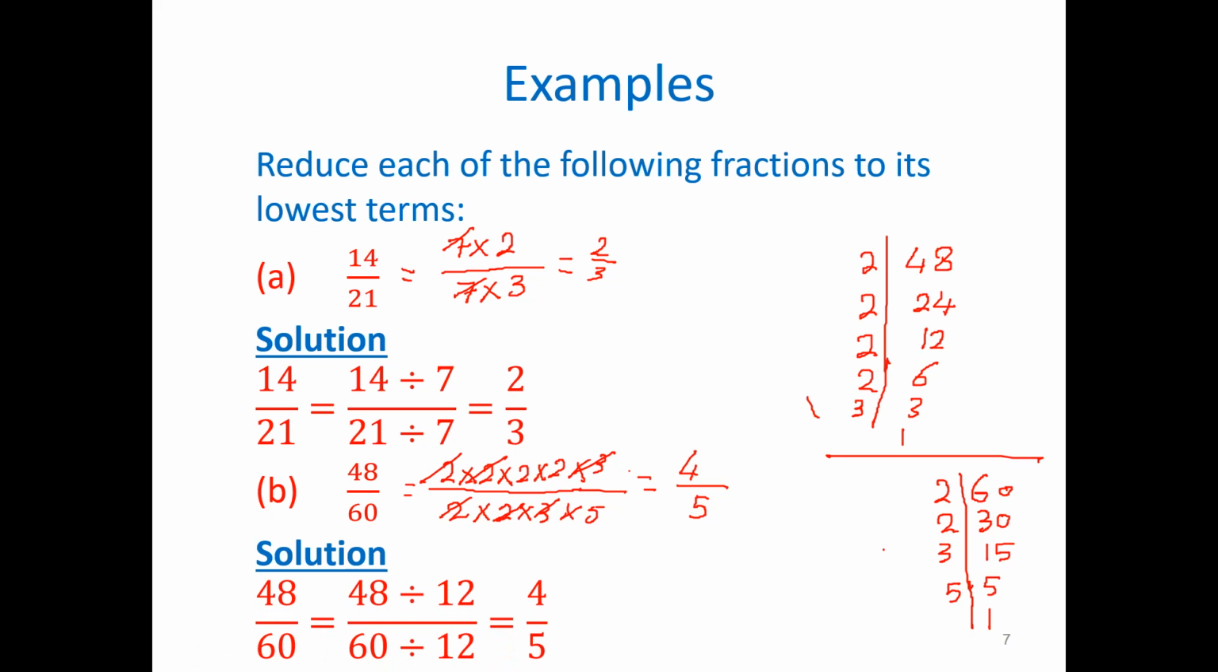So you have two methods of doing this. Either you factorize each of the numerator and denominator into its prime numbers, and then you cancel the common factors, or you divide by the greatest common factor if you know it.